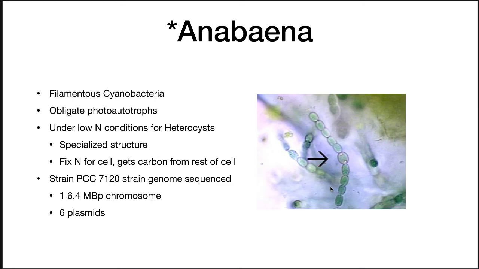All right, so let's talk a little bit about Anabaena. It is one example of a cyanobacteria that's found in lakes. It's a filamentous cyanobacteria. It's an obligate photoautotroph. Under low nitrogen conditions, it will actually make a heterocyst, and this is a specialized structure that allows it to fix nitrogen and photosynthesize at the same time, and we've talked about that. The typical strain is PCC 7120. It has a 6.4 megabase pair chromosome in a single circular fashion and 6 plasmids.